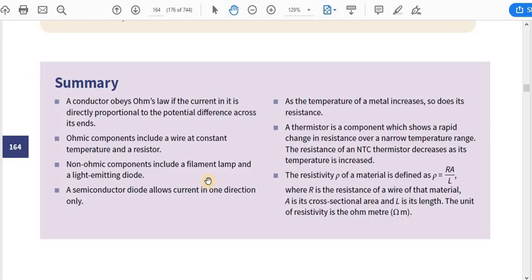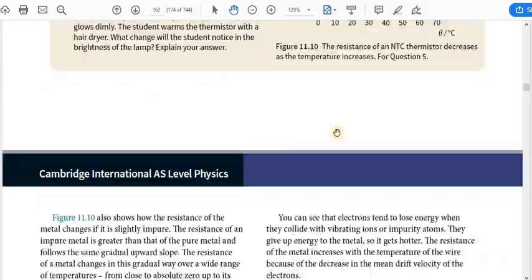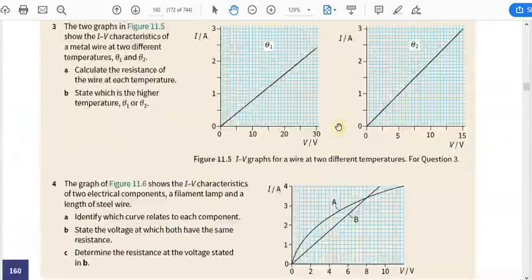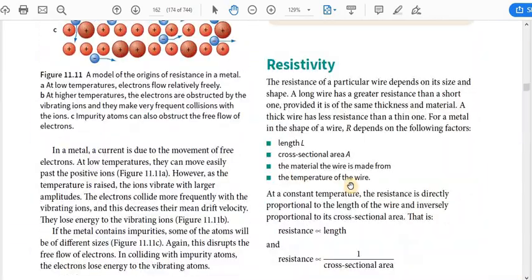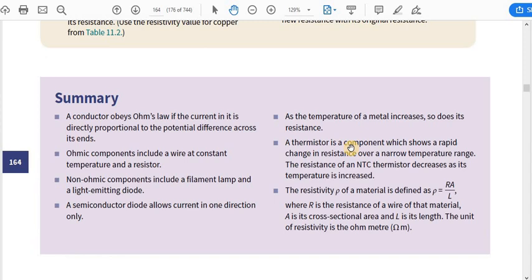So for it to be an ohmic conductor, it has to be a straight line, because Ohm's law states, okay, again you have to memorize Ohm's law. A conductor obeys Ohm's law if the current in it is directly proportional to the potential difference across its ends. Okay, so if it's a straight line only passing through the origin, it will obey Ohm's law. Otherwise, it's a non-ohmic component. Filament lamp and a light emitting diode. Okay, so you remember some examples like this.